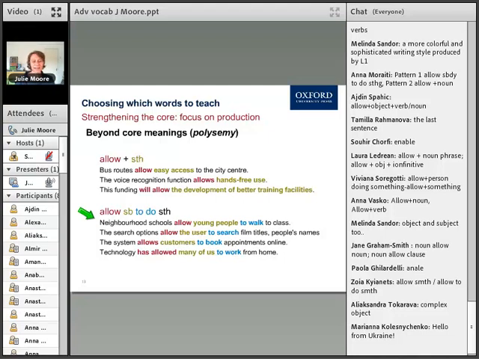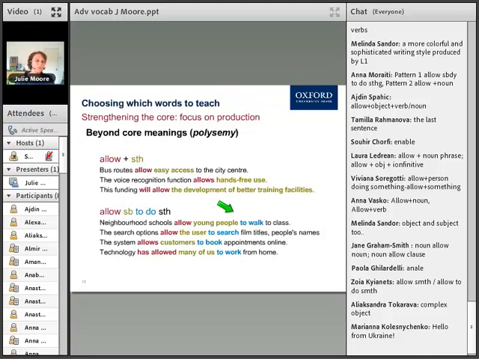And then the other set, as so many of you have pointed out, is allow somebody to do something. So schools allow young people to walk to class, allow the user to search, allows customers to book appointments, has allowed many of us to work from home. So what I've done here with the students is two things really. First of all, I got them to think about this meaning of the word allow. I've given them lots of examples, so they're really immersed in this sense of allowing something, meaning to enable it.